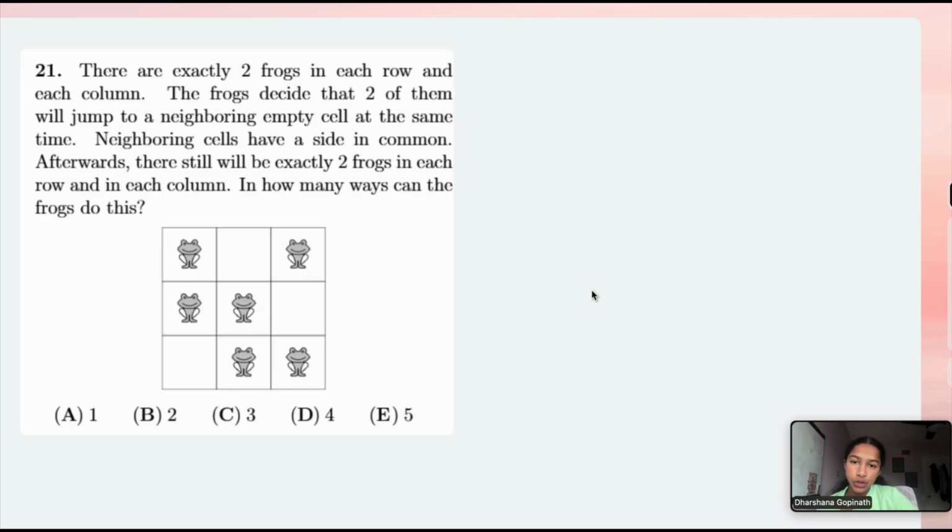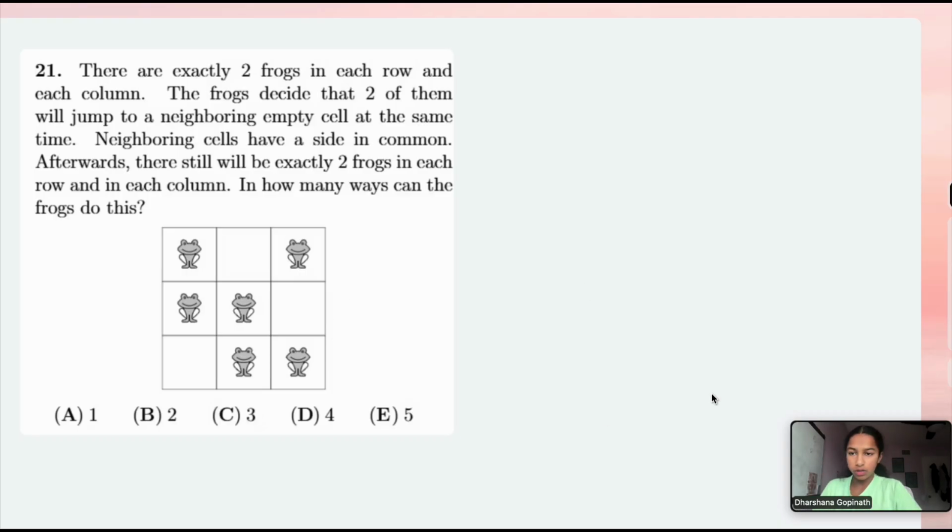There are exactly 2 frogs in each row and each column. The frogs decide that 2 of them will jump to a neighboring empty cell at the same time. Neighboring cells have a side in common. Afterwards, there will still be exactly 2 frogs in each row and in each column. How many ways can the frogs do this?